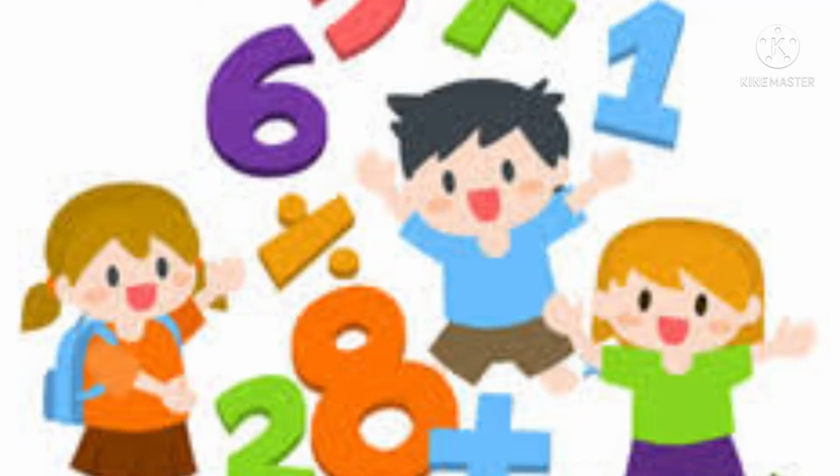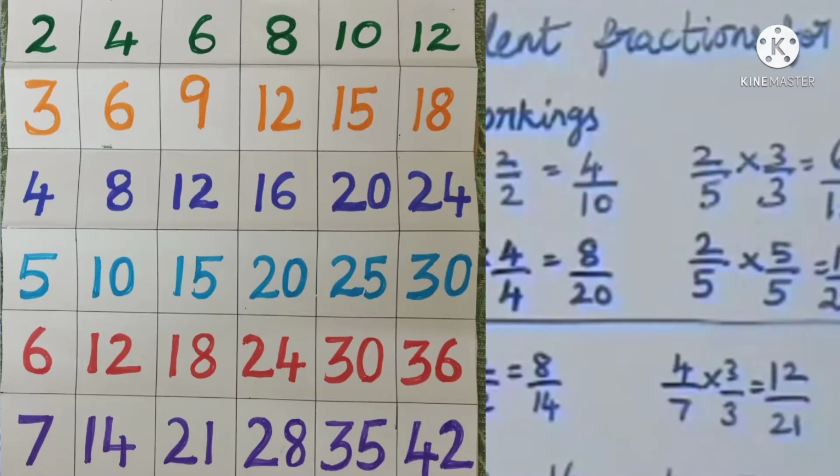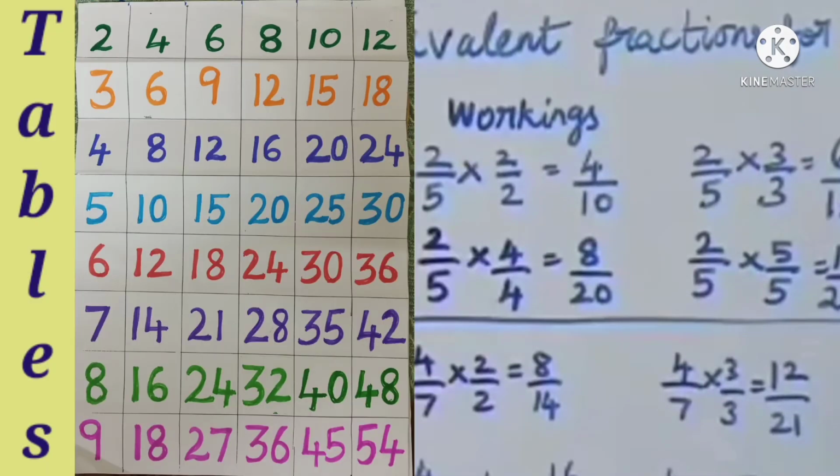How do you make this question fun and easy? You take an A4 sheet and write skip counting by 2, 3 like this. That is the same as the multiplication table, the answers of the multiplication table. So here are the answers of the 6 table: 6, 12, 18, 24 like this. I have written from the 2 table to the 9 table.